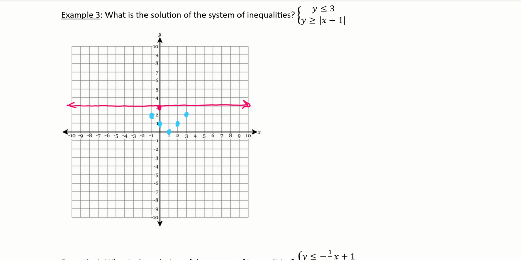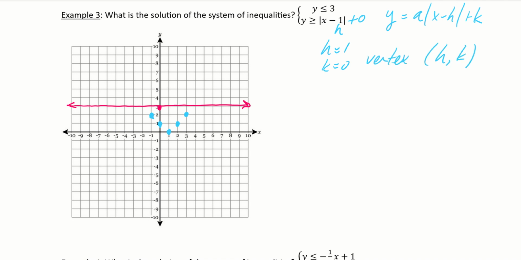If you remember, we had y equals a times the absolute value of x minus h plus k. In here, there's no plus k, so it's plus 0. And this is h. So h is 1, k is 0. So my vertex is at (h, k), which is (1, 0), which is exactly what I drew over here.